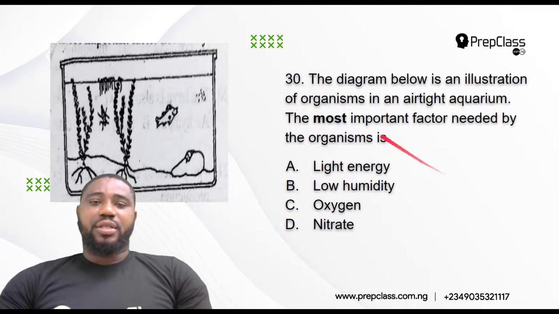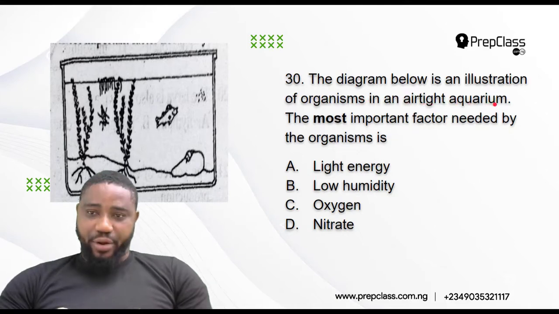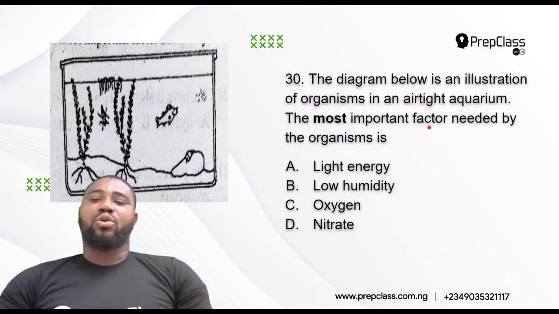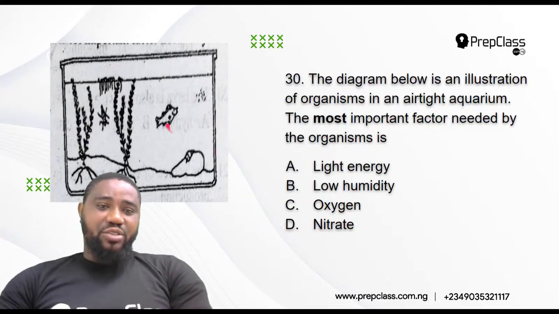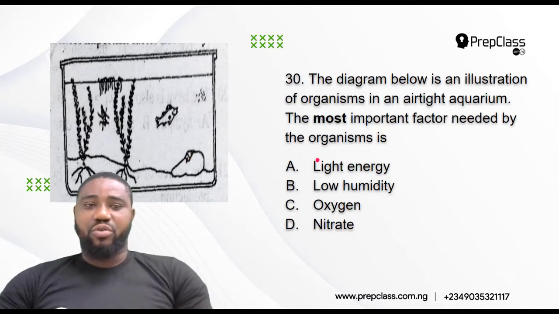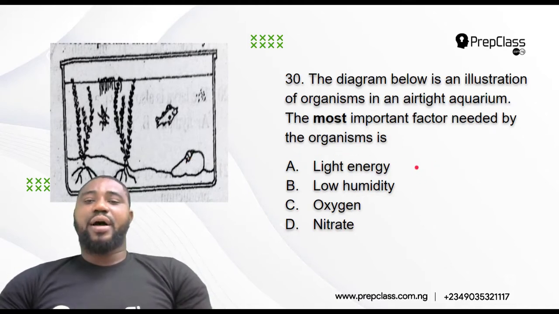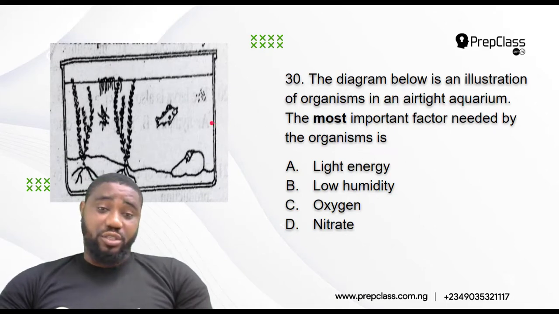Okay, question 30. The diagram below is an illustration of organisms in an airtight aquarium. The most important factor needed by the organisms, is it light? Is it low humidity? Is it oxygen? Is it nitrate? Now, if you look at these organisms, seaweed, this is fish, this is crab also. It's not well drawn. I don't even understand what they drew there. Now, because this is from WAEC.